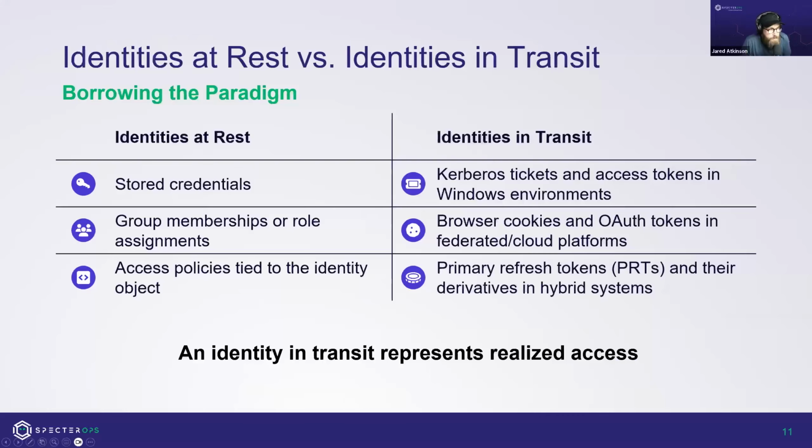Yeah, so we want to talk about this idea of identities at rest versus identities in transit. And this is a paradigm that we borrowed from data protection. A lot of you are probably familiar with the concept of data at rest versus data in transit. A long time ago, we realized that if you want to protect data from unauthorized access, one of the mechanisms that you use for that would be encryption. But we realized that the state of that data creates a different situation in how you apply that encryption.